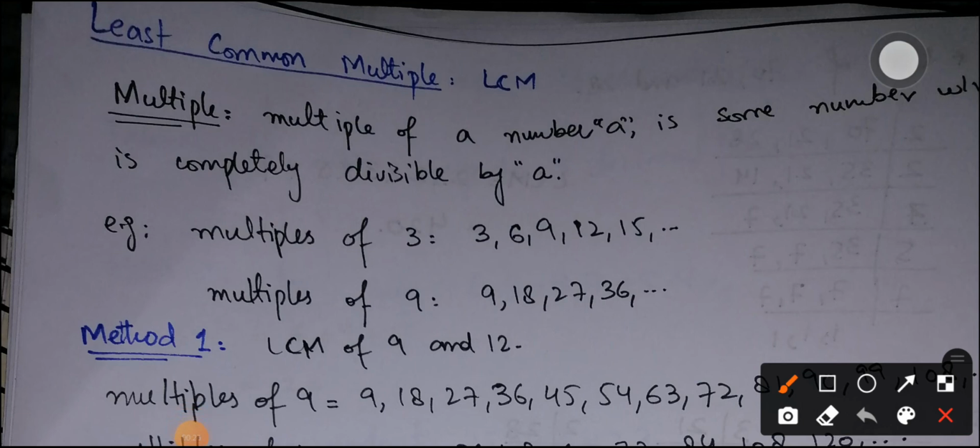For example, the multiples of 3 are 3, 3 ones are 3, 3 twos are 6, 3 threes are 9, 3 fours are 12, 3 fives are 15, and so on. So simply we will multiply 3 with each number and we will get the multiples of 3. Similarly, the multiples of 9 will be 9, 18, 27, 36. So the multiples are basically the numbers that are divisible by some particular number.